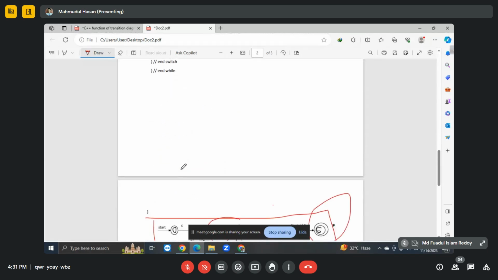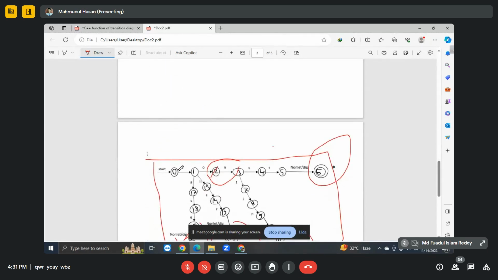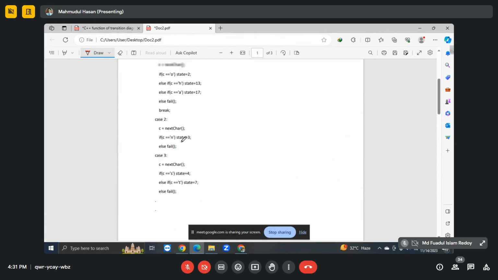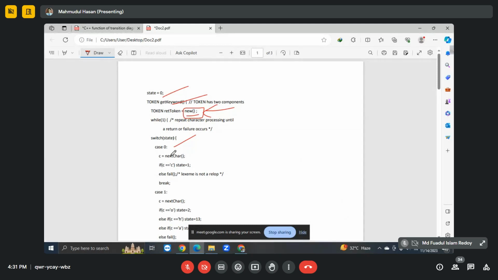So if you think about the first state, that is state 0, that means case 0. So this is case 0, and C is used to scan the next character.